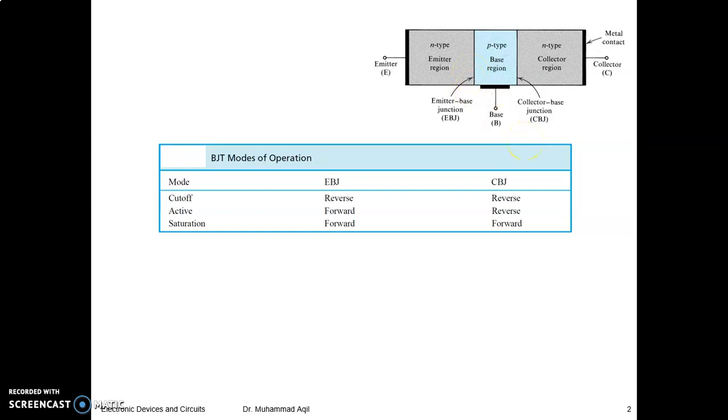Why reverse active? Why not call this active as well? It is because of the doping difference between this n region and this n region, and also the size and structure, right? We studied these things earlier in detail. We will revise it here also, right?